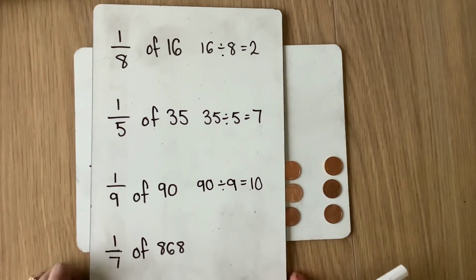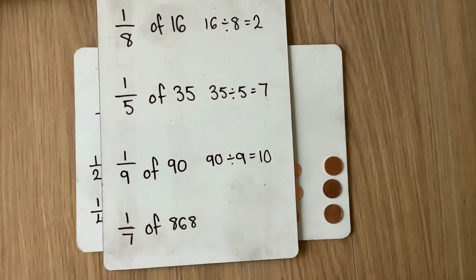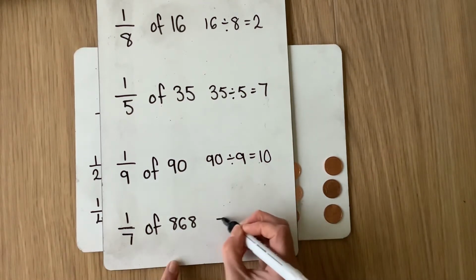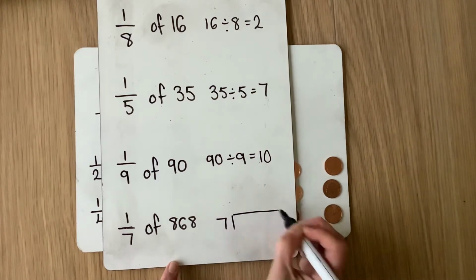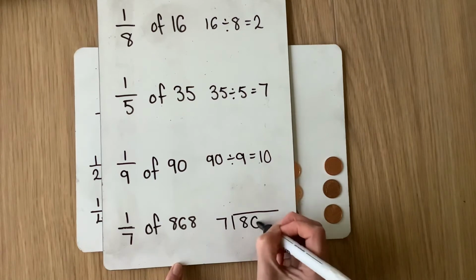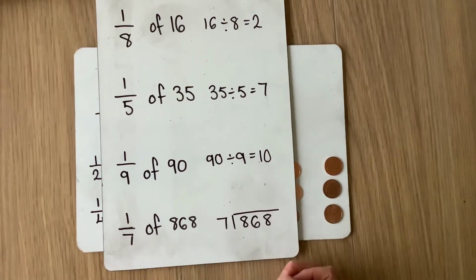Now, what if the numbers are a bit bigger? 1/7 of 868. Now, I don't know my 7 times table as far as 868. If the numbers are a little bit bigger, then the best thing to do would be change it into a short division sum. So take your 868 and simply divide it by 7.